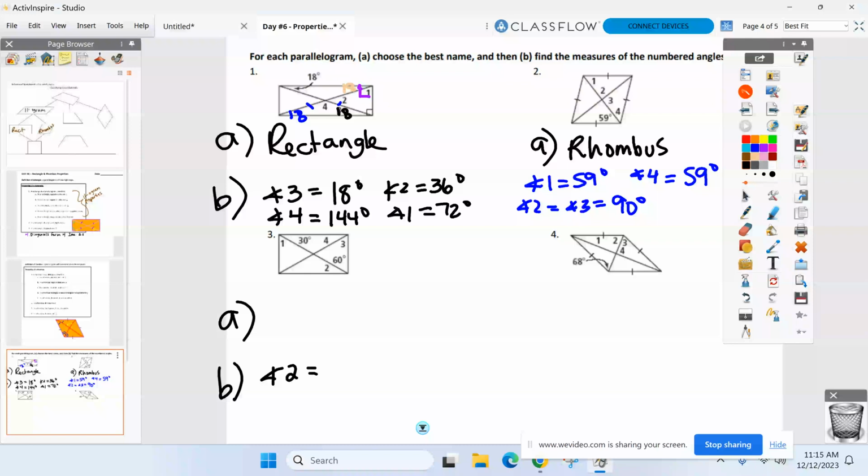Because I already know it's a parallelogram, right? I already know it's a parallelogram. Matt, what's angle 2 going to be? 30, because it's alternate interior with the given 30.